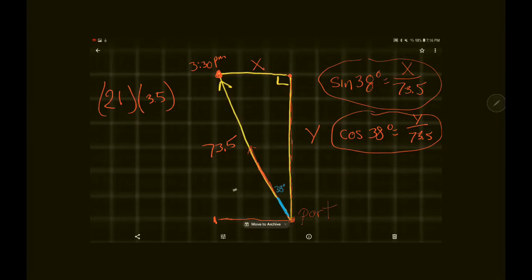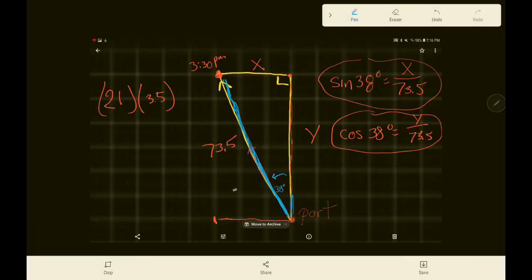Blue. So this is 38 degrees west of north. That is starting at due north and then rotating in this way 38 degrees, which produces that bearing of north 38 degrees west. And then we travel for 3.5 hours at 21 knots, and that is a total of 73.5 nautical miles. And we can use our trig functions to solve for x and solve for y.